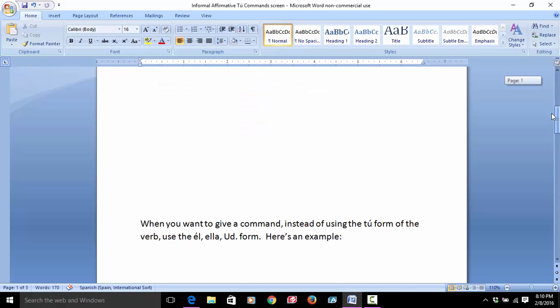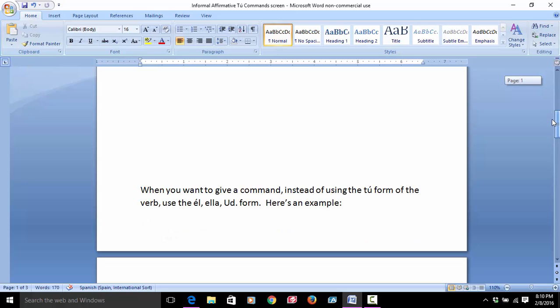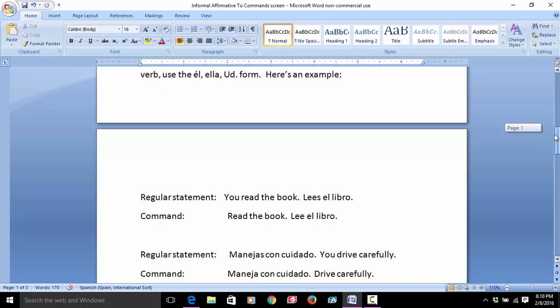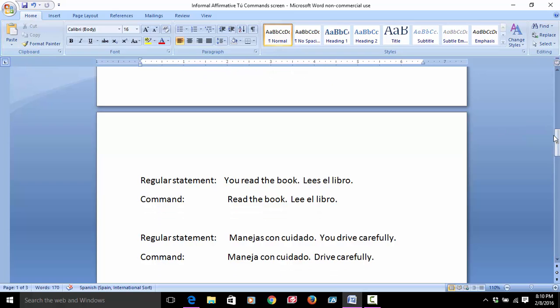When you want to give a command, instead of using the tú form, use the él, ella, usted form of the verb. Here's an example. A regular statement, you read the book, lees el libro. The command form, read the book, lee el libro. Regular statement, manejas con cuidado. You drive carefully. Command, maneja con cuidado. Drive carefully.